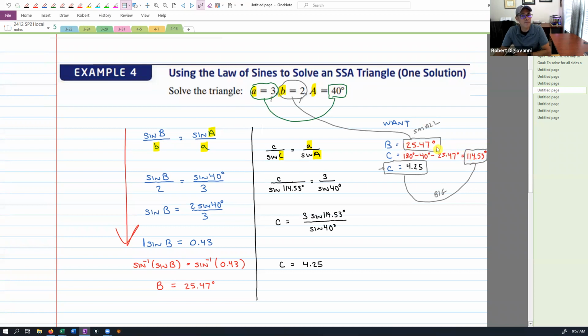You'll see that anytime you solve a triangle, you should have that relationship. Smallest side, smallest angle, biggest side, biggest angle. If it doesn't match up that way, something is wrong. That's a good way to check to see if your answers make sense.